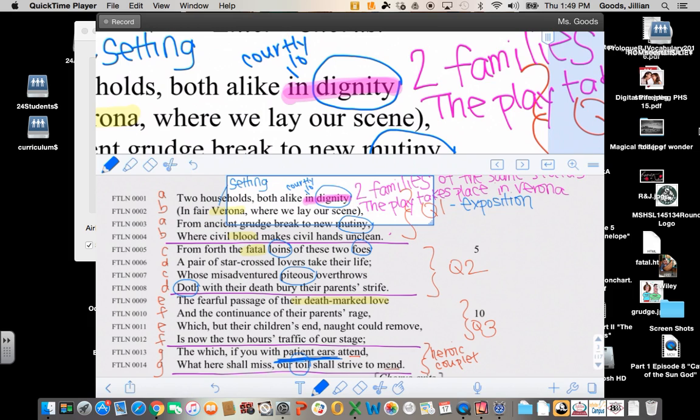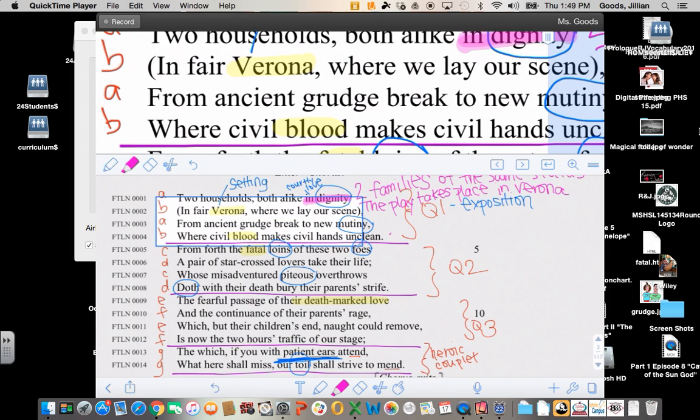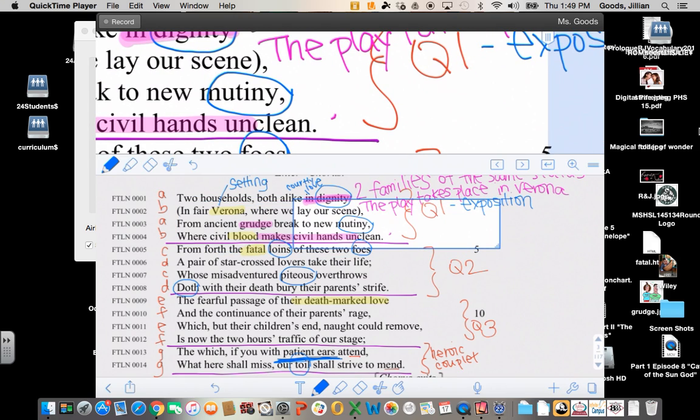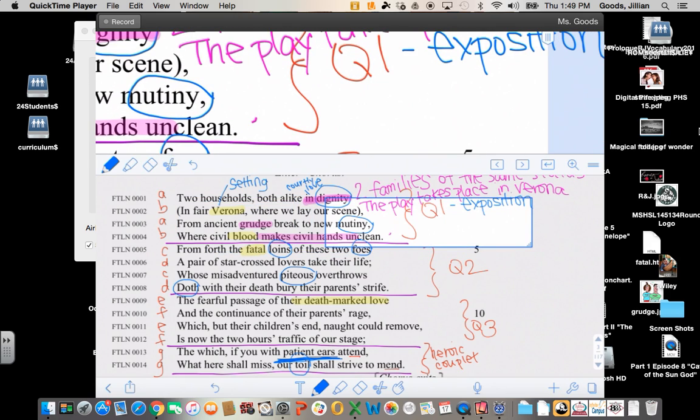Next, if we look here to line 3, "From ancient grudge break to new mutiny, where civil blood makes civil hands unclean." We're referencing the conflict here between the families and this ancient grudge, where civil blood makes civil hands unclean. That's extraordinarily important, and that helps represent this idea of social conflict. I don't think I asked you guys to locate an example of social conflict. So go back and do this as I'm talking through it. I should have asked you to do that earlier.